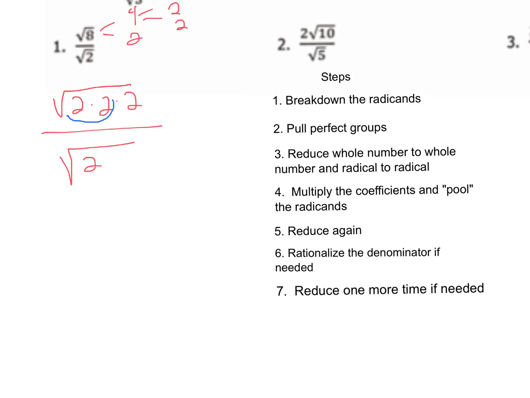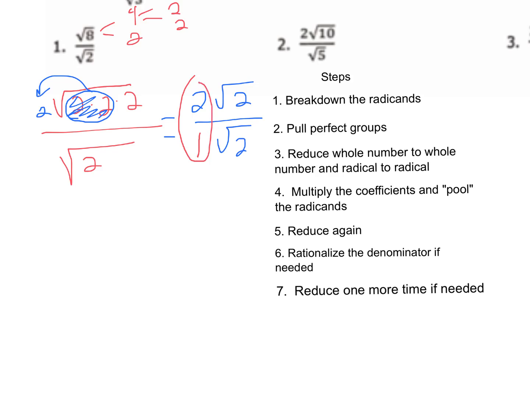Well, again, I get a perfect group here, so it's going to kick out of the radical as a 2. So I now have 2 radical 2 all over radical 2. Okay, now reduce whole number to whole number and radicals to radicals. And again, we're going to reduce regular numbers just like a normal fraction. Well, 2 and 1, I really can't do much here. But the radicals I can reduce. But just remember, we don't intermix the 2. So that means there's no more radicals in this problem here.